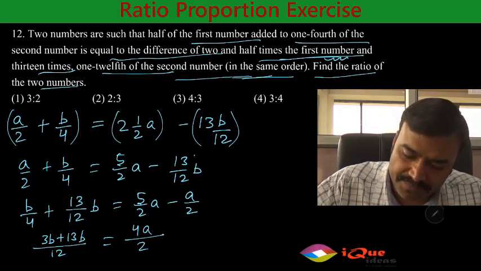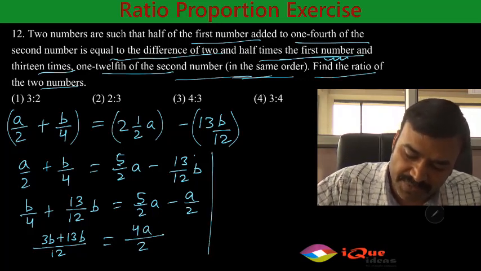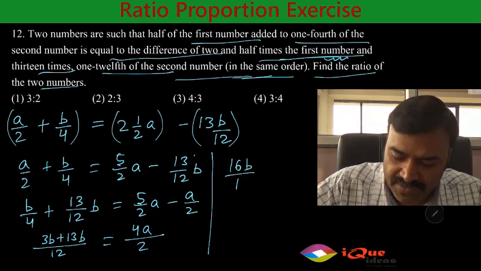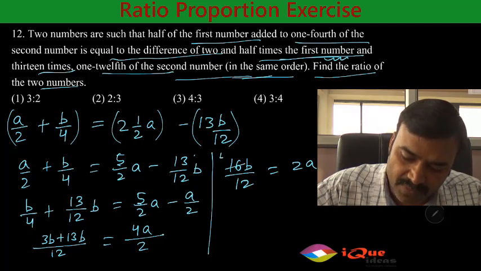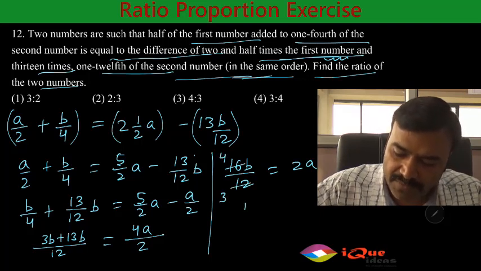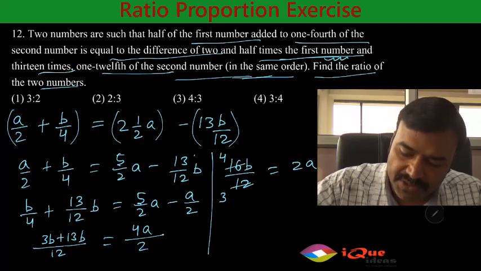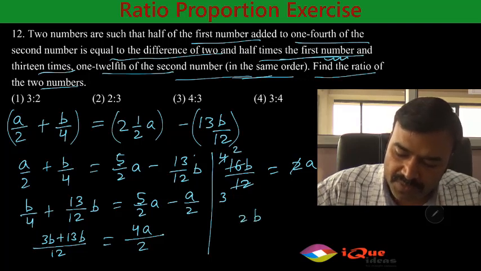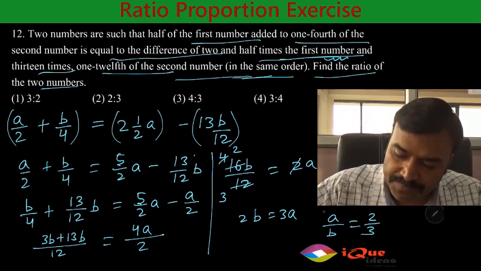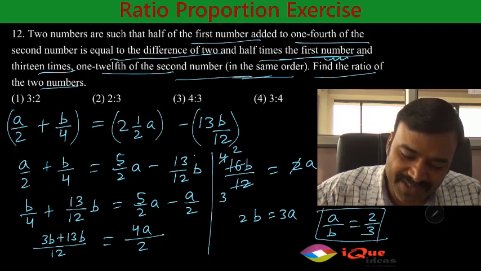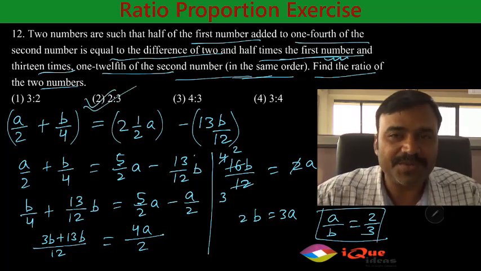I am writing it again, writing it directly. So 13 plus 3 is 16b by 12 is equal to 2a. Perfect. Now 4 cancels 16 4 times and 12 3 times. So we have 4b equal to... in fact, what we can do here is, this 2 further cancels 4 2 times. So we have 2b equal to 3a. So that gives us a upon b, be careful, a upon b will be 2 by 3. Right? So the required ratio of a and b is 2:3. That is the second option.